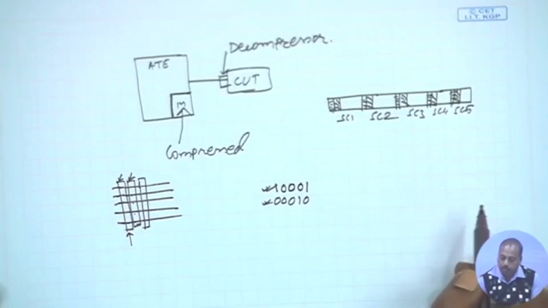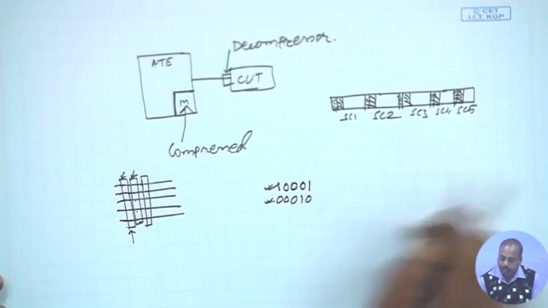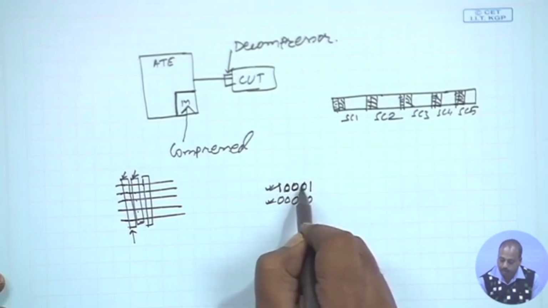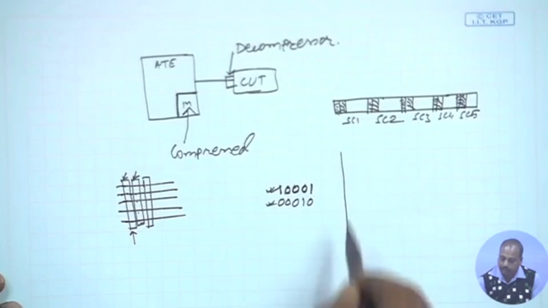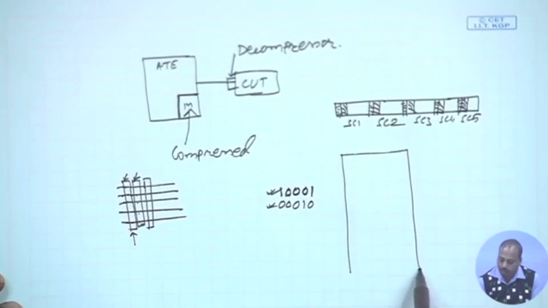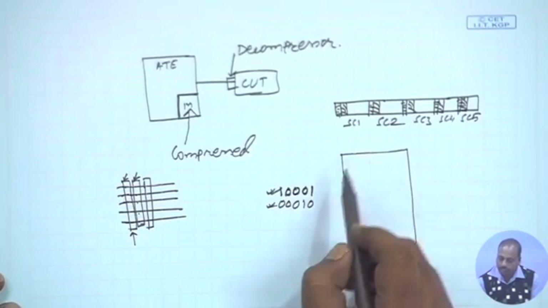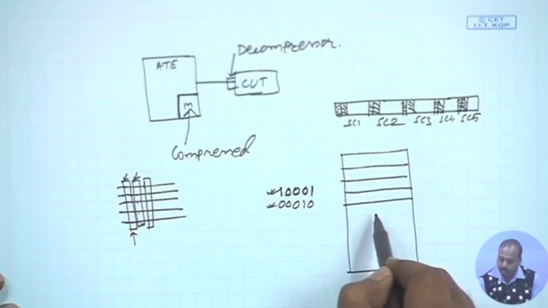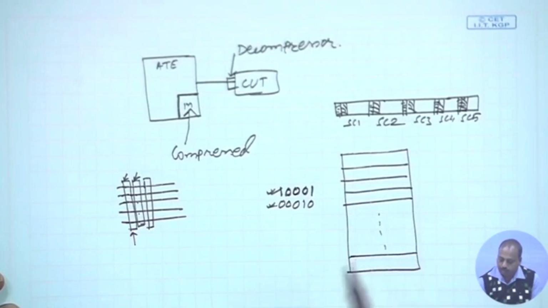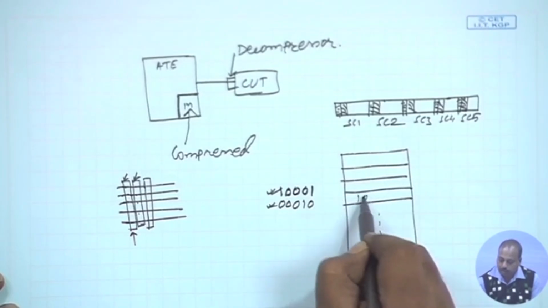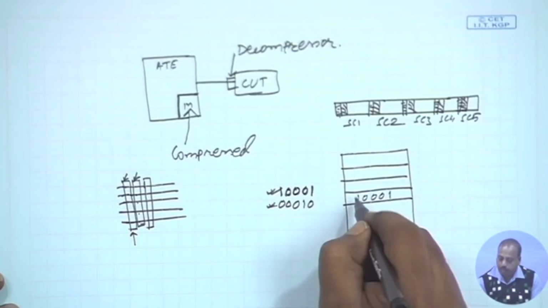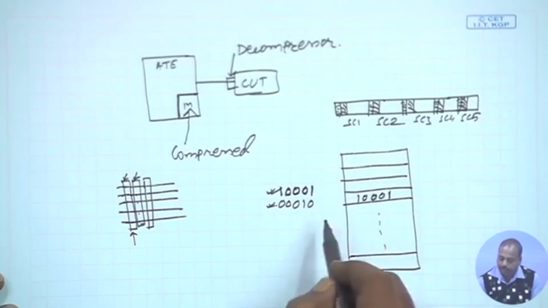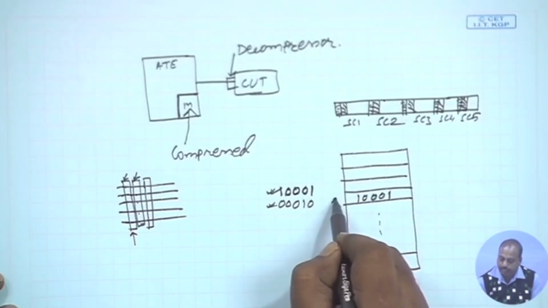Now what we do in the dictionary, say for this one, 1 0 0 0 1. If in the dictionary I store all the slices that are going to occur, then this is the dictionary. Now if this pattern 1 0 0 0 1 is stored in this position, then it is sufficient that from the tester I just tell what is the index I.